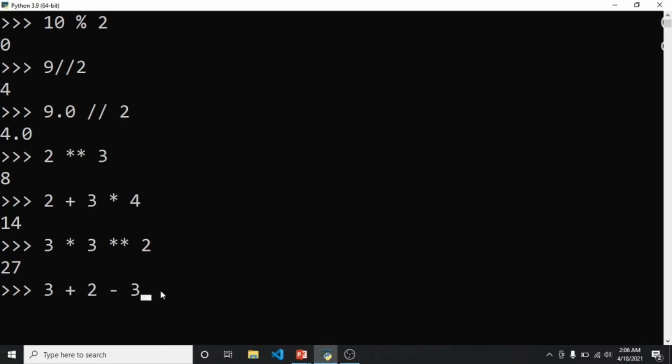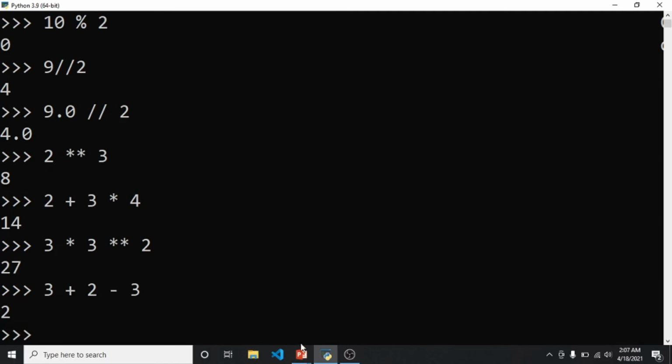So, dito kapag magkasing level ang evaluation, ang pag-evaluate is from left to right. So, mauna yung nasa kaliwa papunta dun sa kanan. So, mangyayari dito is 3 plus 2 is equivalent to 5 minus 3. Ang sagot pa rin is 2. So, kapag magkasing level, ang evaluation is from left to right.